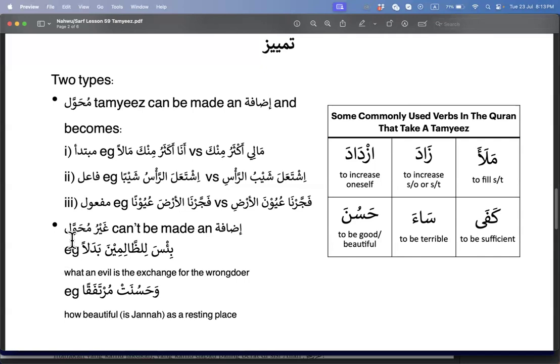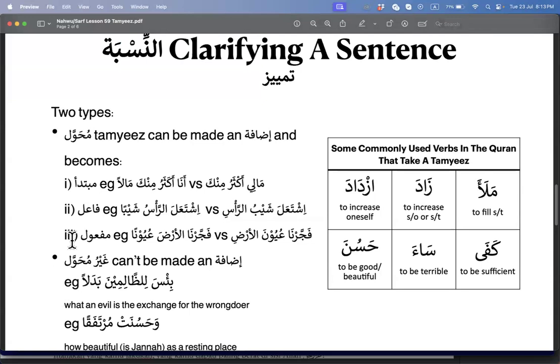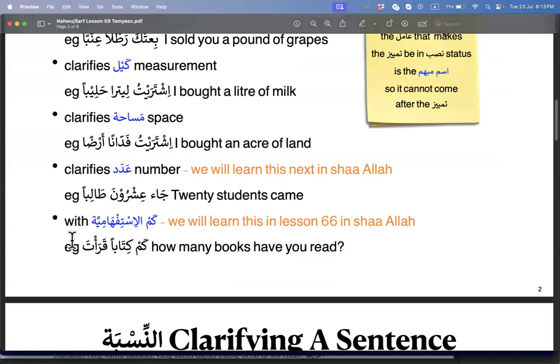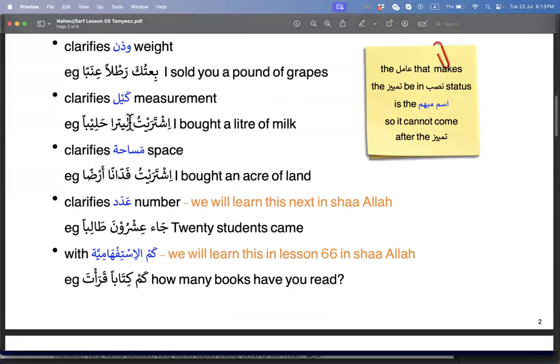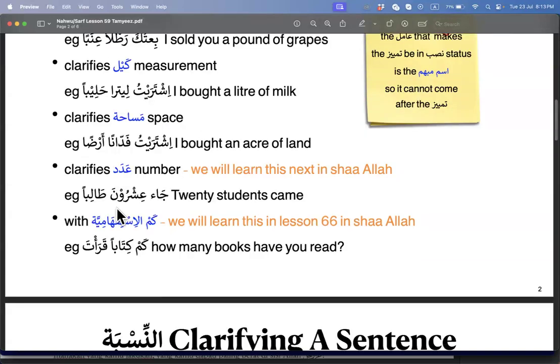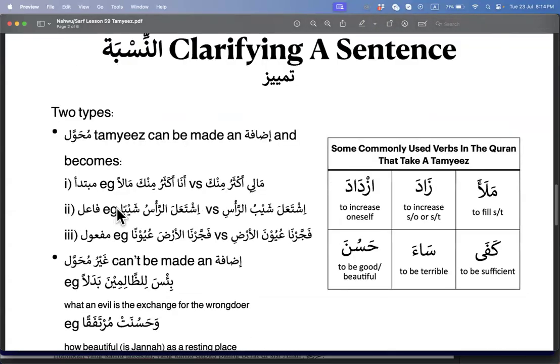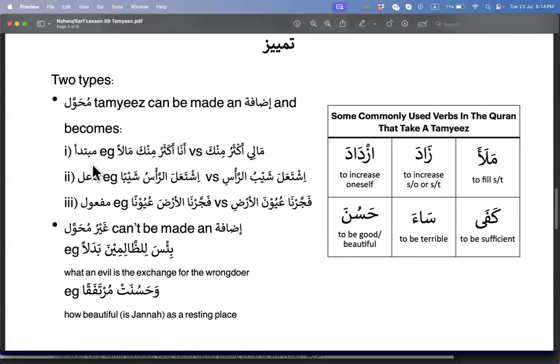How do you know if something is tamyiz nisbah? For us actually, if it's not tamyiz dhat, it's going to be tamyiz nisbah, because tamyiz dhat is the easy one. It's the one that comes for weight, for measurement, for space, for number, this kind of thing. If it does not come for this kind of thing, then it's going to be tamyiz nisbah. But the Arabs think of it like this.